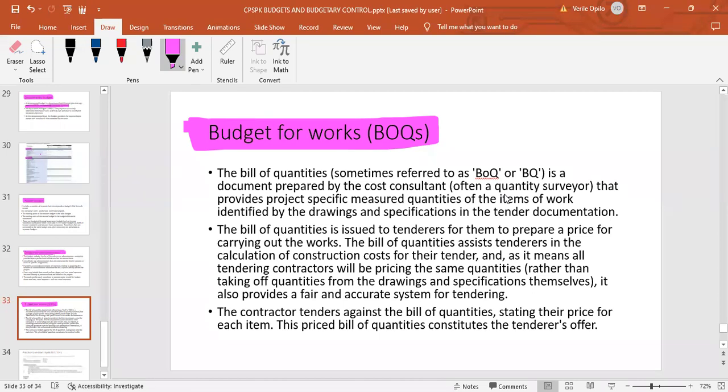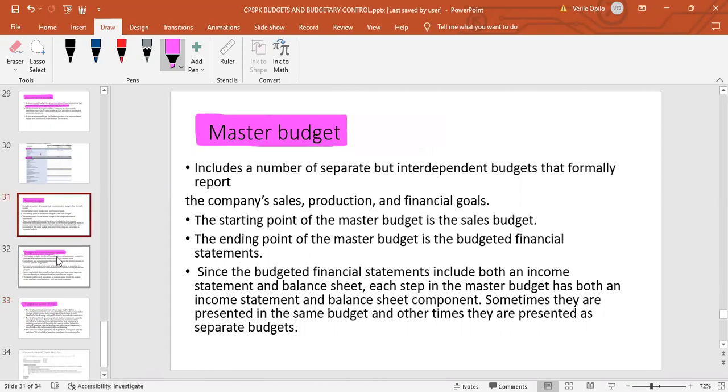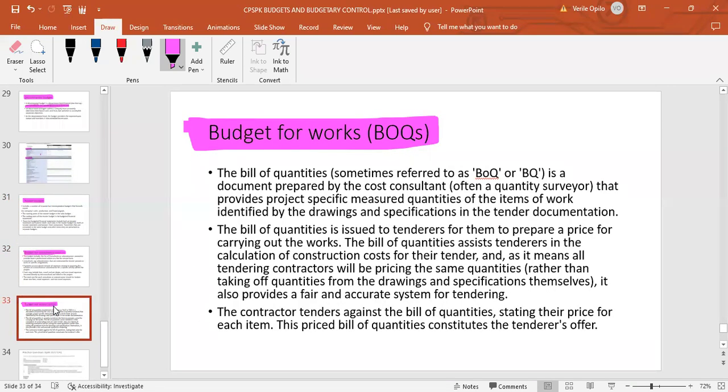So that budget just shows the total amount you expect to incur in a given period when you have a project or a tender. That one, we call the budget for works or the BOQs. So that brings us to the end of this particular chapter on budgets. And what you can see is that these budgets are very straightforward, that you're going to be given the details that you need to be able to prepare a budget.